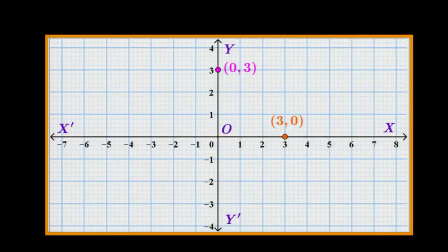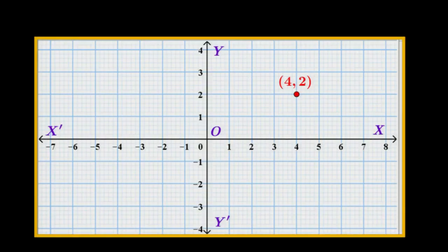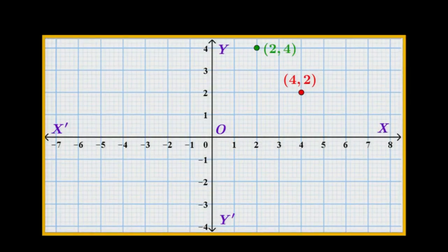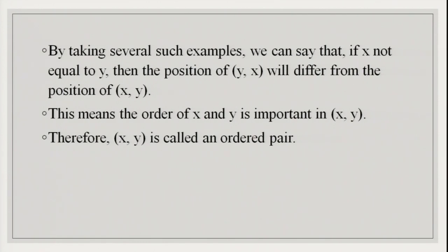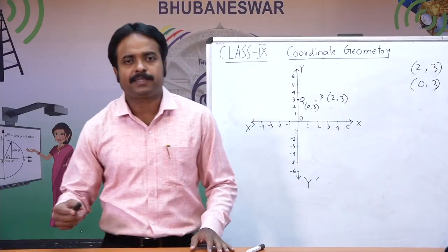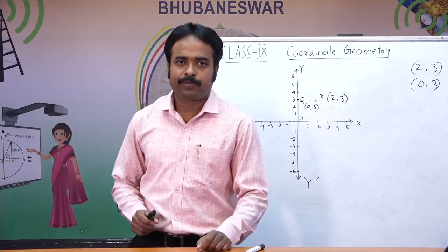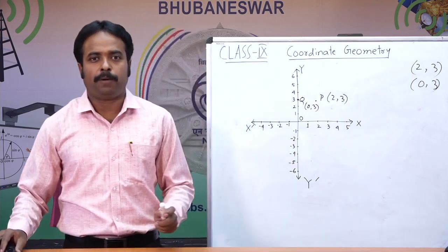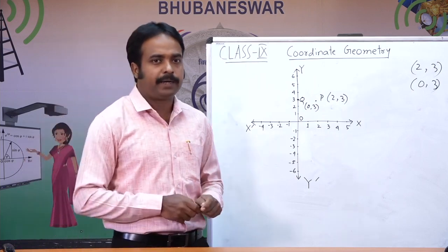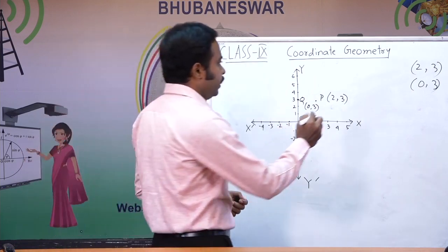So (3, 0) and (0, 3) are at different positions. In the same way, you may see that (4, 2) and (2, 4) are also at different positions. So in this way, by taking several such examples, we can say that if x is not equal to y, then the position of (y, x) will differ from the position of (x, y).